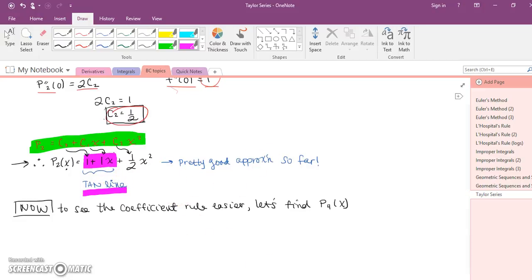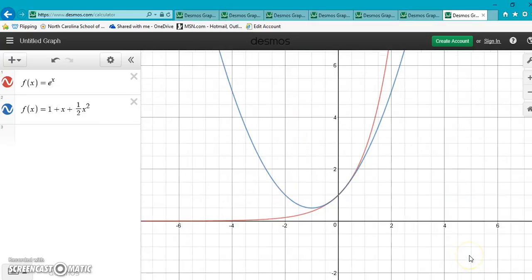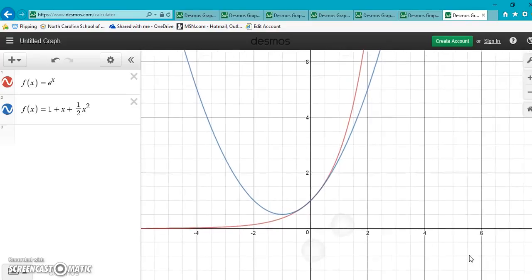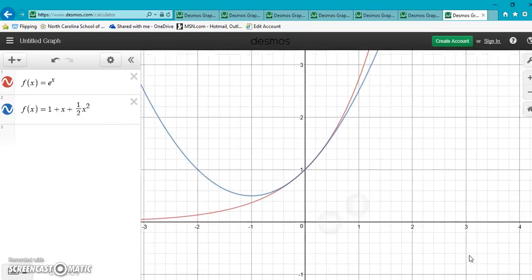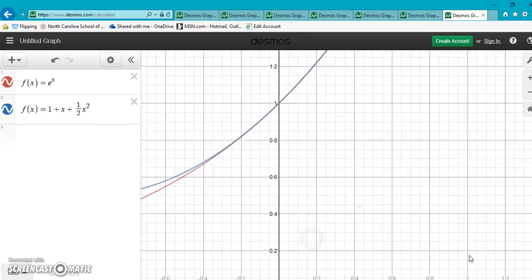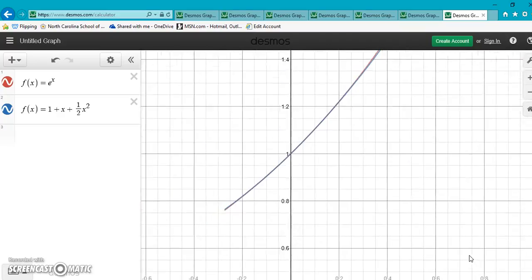And let's graph to see how good of a job we're doing. If I truncate this at x squared, is this even doing somewhat of a good job? Let's see. Let's go to Desmos. So here's e to the x. If I only go to the second degree, which seems like it wouldn't be that accurate, it's doing a pretty good job. Remember, we centered at 0. So if I zoom in on x equals 0, it's doing a really good job. And if I zoom in enough, you can't even tell them apart.